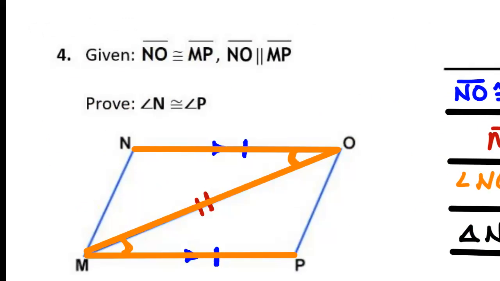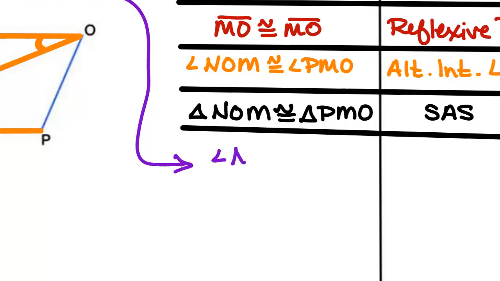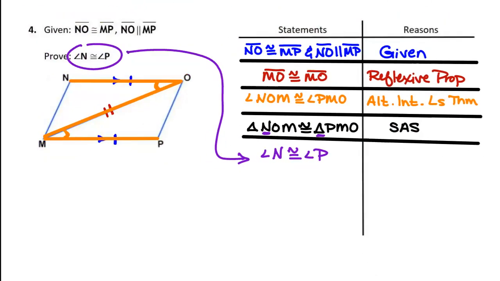What do we know about angles N and P because of the way we wrote that triangle congruence statement? Yeah, CPCTC, those are corresponding parts. So I know that those two angles have to be congruent by CPCTC.